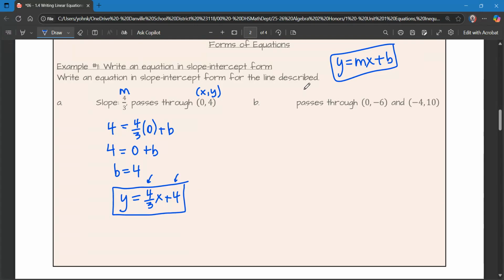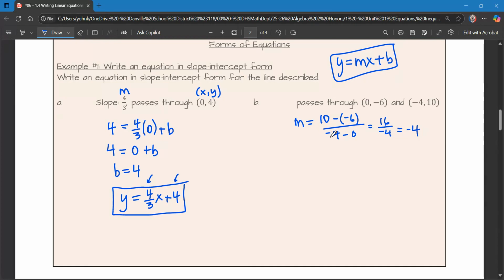Okay, letter B passes through the points (0, -6) and (-4, 10). Well, kids, I need a slope. So let's calculate slope first. So take y2, 10, minus y1, -6, over x2, -4, minus x1, 0. That gives me 16 on top, -4 on the bottom, gives me a slope of -4.